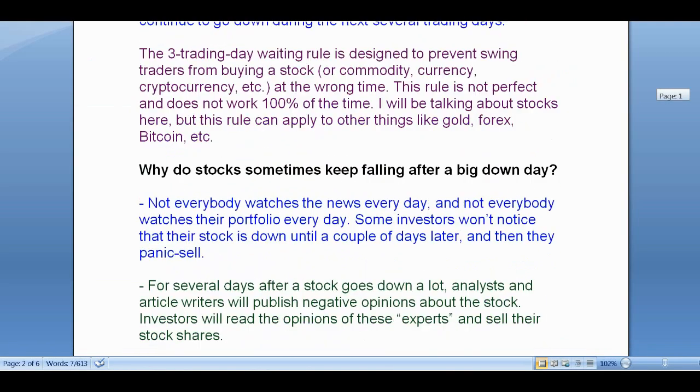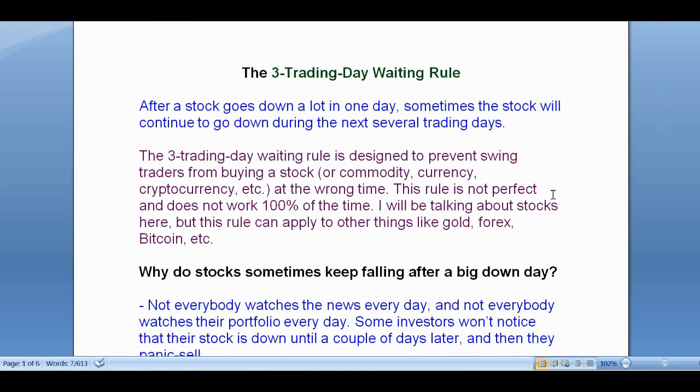So let's go to the top here, the 3 trading day waiting rule. After a stock goes down a lot in one day, sometimes the stock will continue to go down during the next several trading days, like we saw after that big gap down with Disney stock. The 3 trading day waiting rule is designed to prevent swing traders from buying a stock or a commodity, currency, cryptocurrency, etc. at the wrong time.